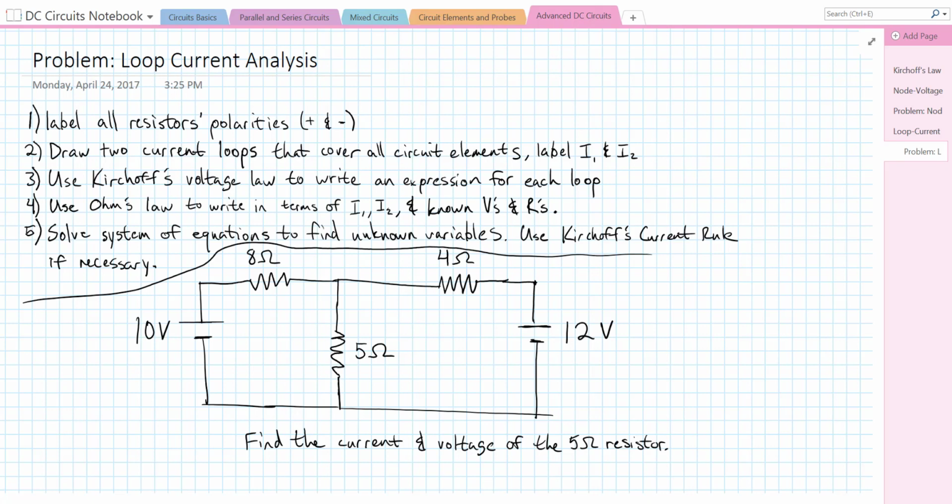Our problem is actually going to be down below. We have this circuit here, has two little loops with two voltage sources over here. We need to find the current and voltage across that 5 ohm resistor.